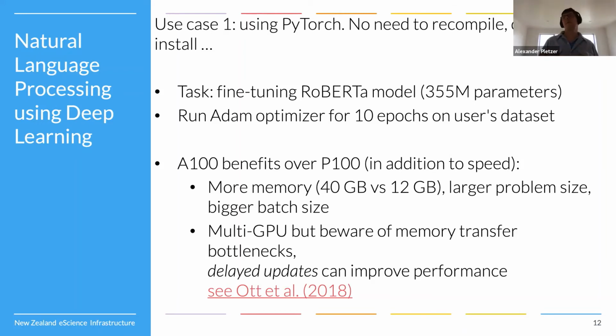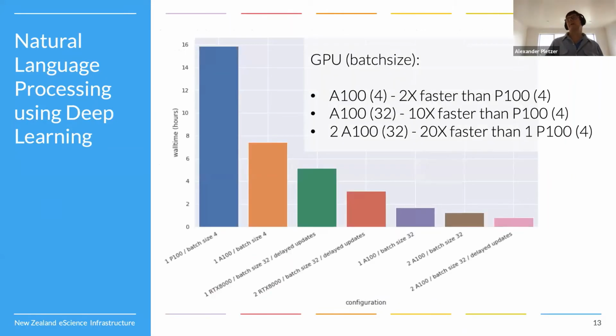And here the benefits of the A100 over the P100 were important because he had more memory and then he could use larger batch sizes or tackle larger problems. So the result of that is captured in that particular slide. On the left-hand side, you have that vertical bar, which is the dark blue one. That's the reference, the wall clock time, so hours. So there was a training that took close to 16 hours on the one P100, batch size of 4.